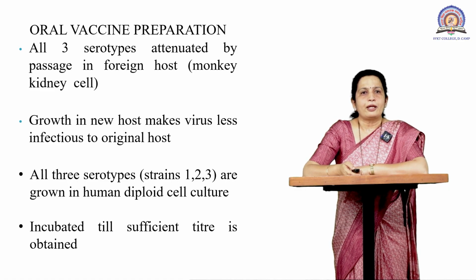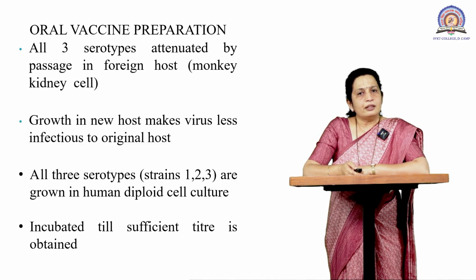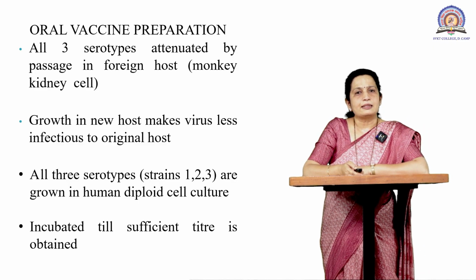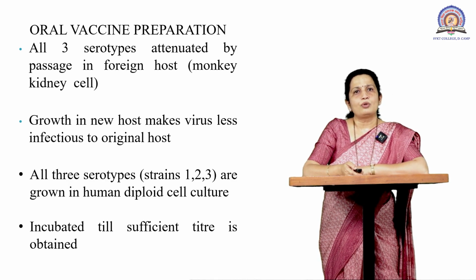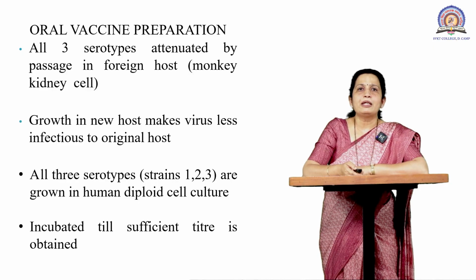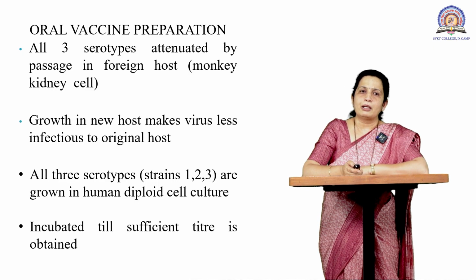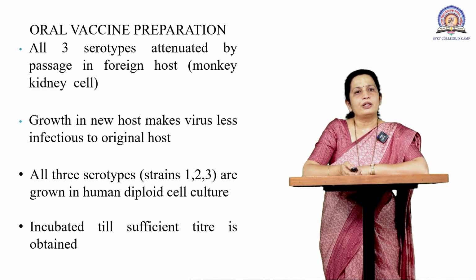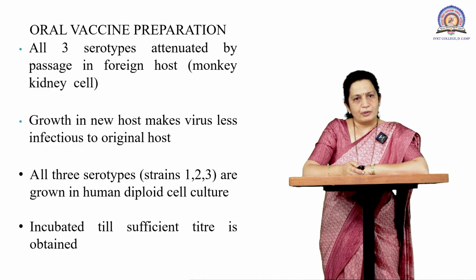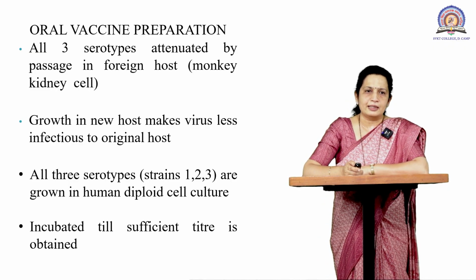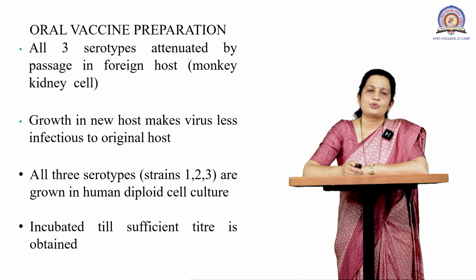Now, how are all three serotypes attenuated? Rather than cultivating them in human cells, they are cultivated in monkey kidney cells. Monkey kidney cells are not their usual host. The human being is the usual host. If we continuously cultivate this organism in monkey kidney cells, they fail to create infection in humans. So continuously they are allowed to grow in the monkey kidney cells. This growth in the new host makes them less infectious to human beings.